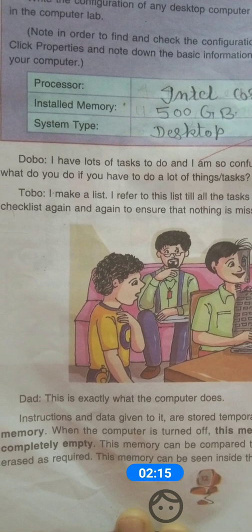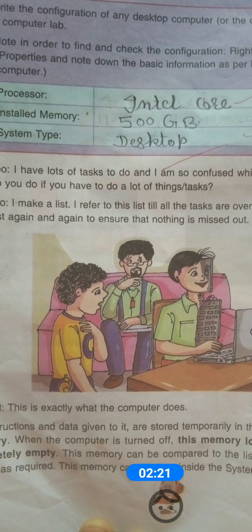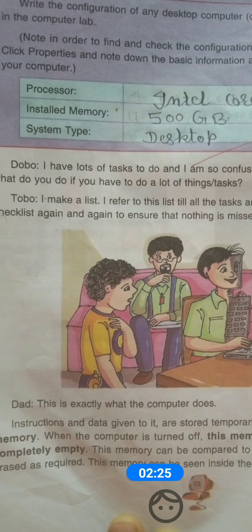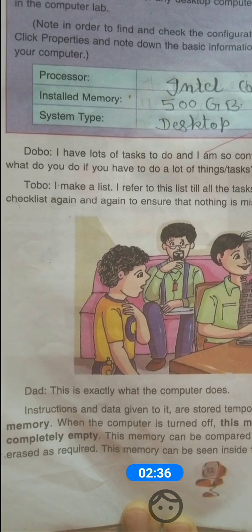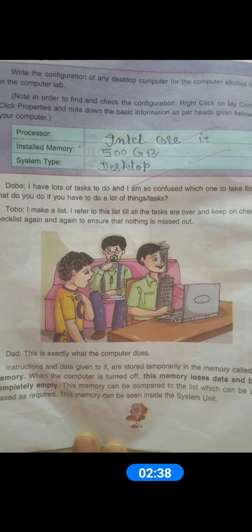Okay, so Dobo said that I have a lot of tasks to do and I'm so confused which one to do firstly and which one to do after that. So the reply was that I make a list and I refer to this list till all the tasks are over.